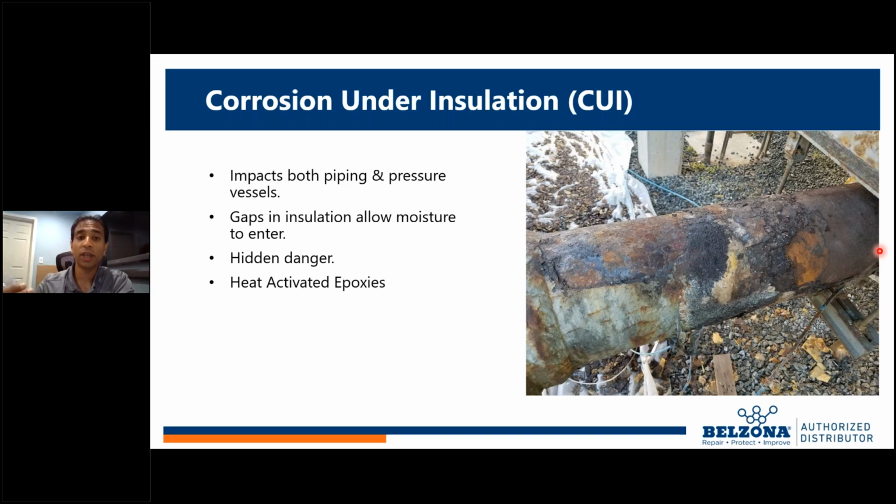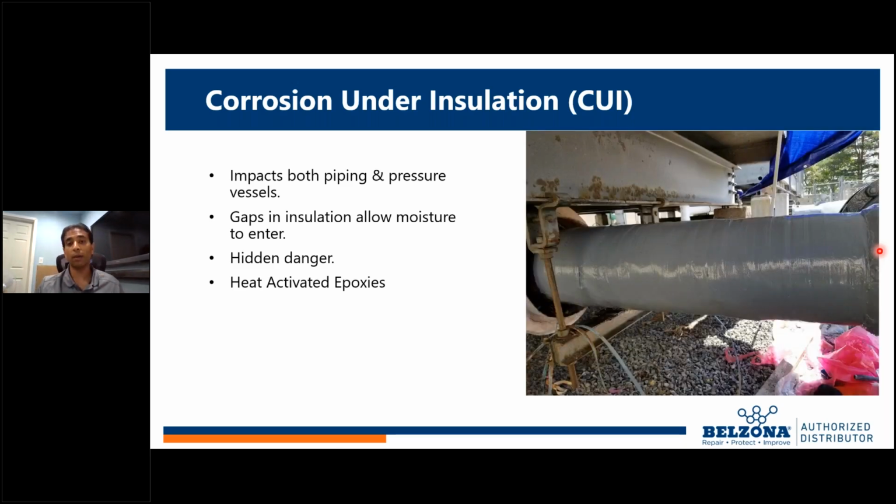And the areas you want to look at are processes that are running between 150 and 300 degrees. That's where your biggest exposure is for corrosion under insulation. And so what can we do to help you? We can utilize heat activated epoxies to essentially coat that piping and make sure that when you put the insulation back over it, the piping itself doesn't come in contact with the moisture, thus preventing any more corrosion under insulation issues.